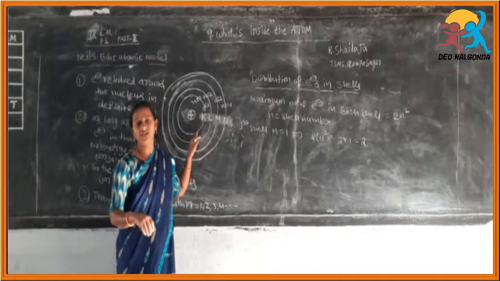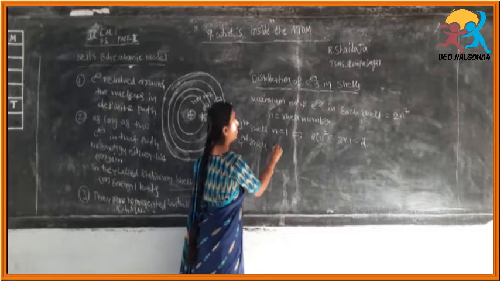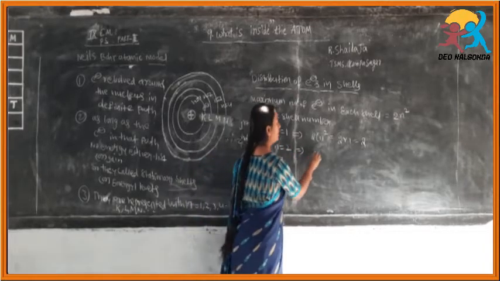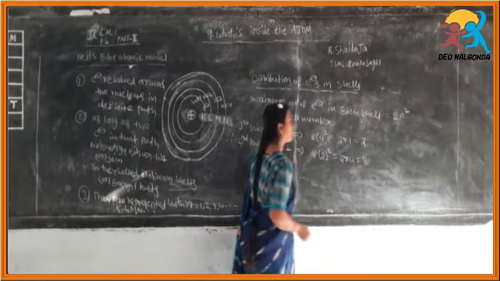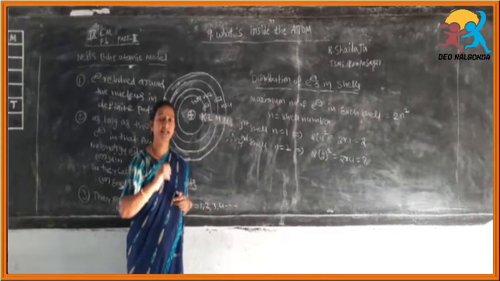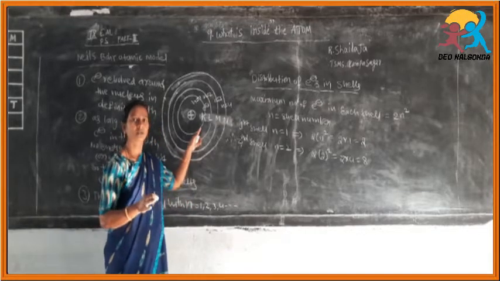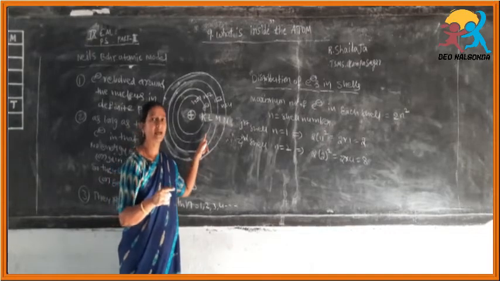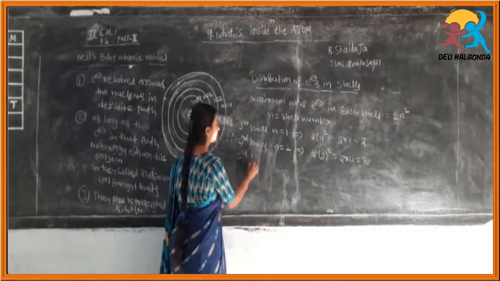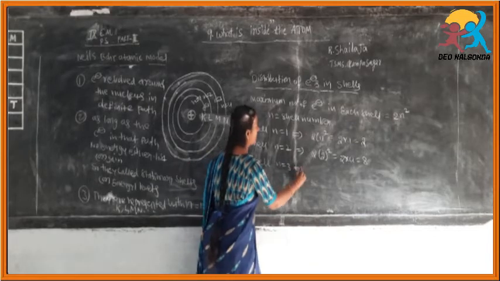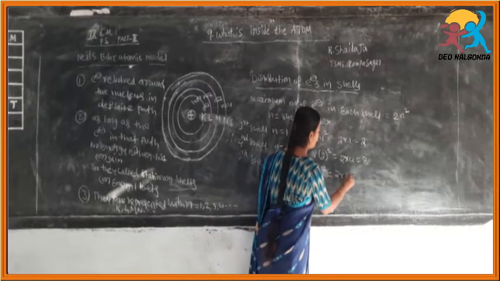After two electrons are completed in the first shell, next we go to the second shell. What is the n value? 2. So 2 into 2 square, 2 into 4, 8. So the maximum number of electrons in the second shell is 8. Here, first shell, 2 into 1 square, 2. Second shell, n equals 2, 2 into 2 square, 2 into 4, that is 8. And in the third shell, n equals 3, 2 into 3 square, 2 into 9, that is 18.